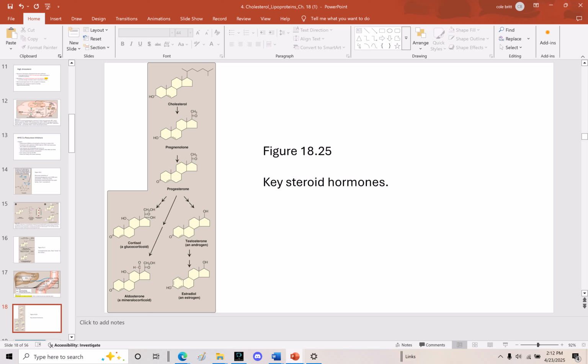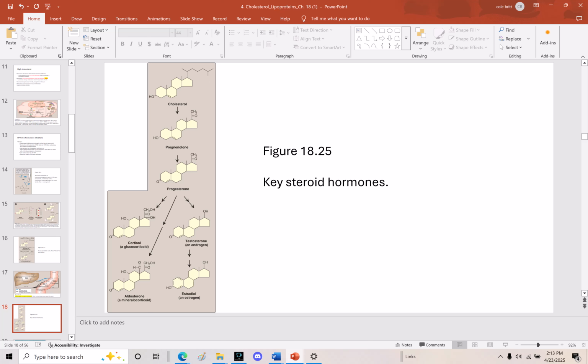But progesterone is actually used to make the other two. You need progesterone to make testosterone and estrogen. You also need it to make cortisol and aldosterone. So there's a lot of steroid hormones. You cannot make them if you don't have cholesterol. So it is a really important molecule in the body for making your bile salts, for making sex hormones, as well as some other ones.